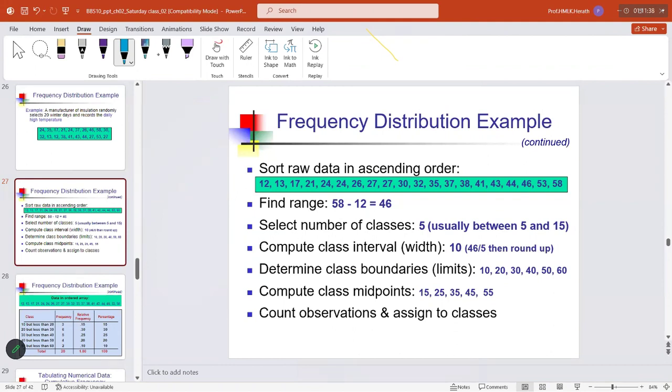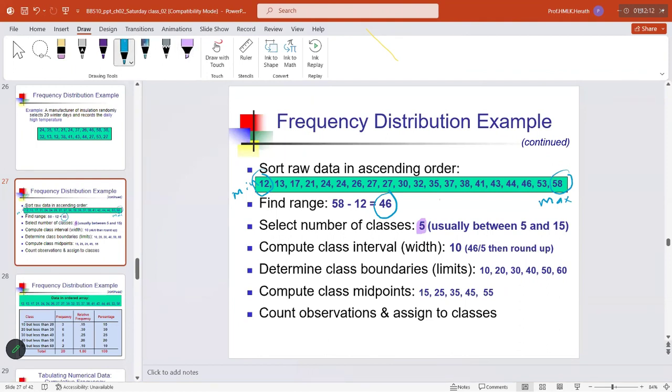So then we can estimate the range. The maximum value here is 58 and the minimum is 12. The range is 46. Say the number of class groupings that we want is 5. Then we get the interval: we will divide 46 by 5.